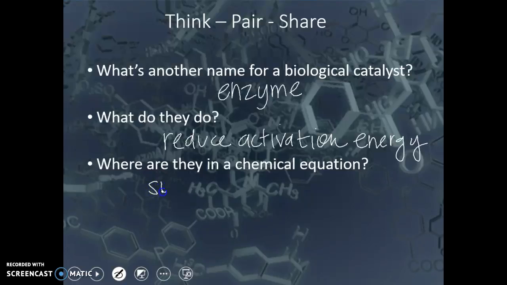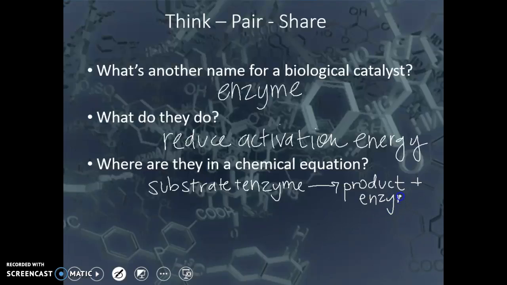So what we'll have is a substrate, which is what reacts with the enzyme, and the enzyme then allows that equation to occur, and that produces the product. But the enzyme is not changed, so we'll also have that enzyme left over at the end that allows that product to be made, but doesn't actually get changed itself.